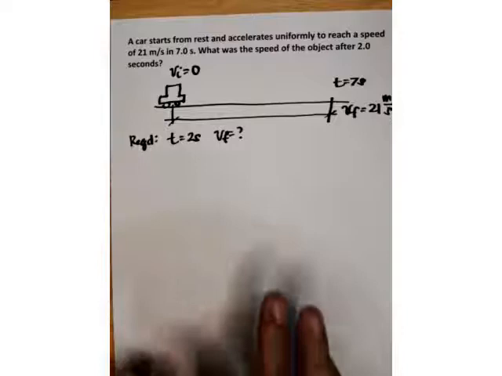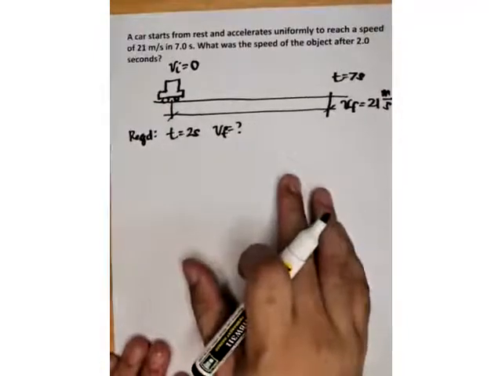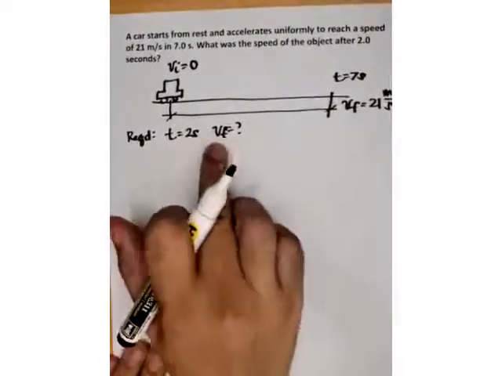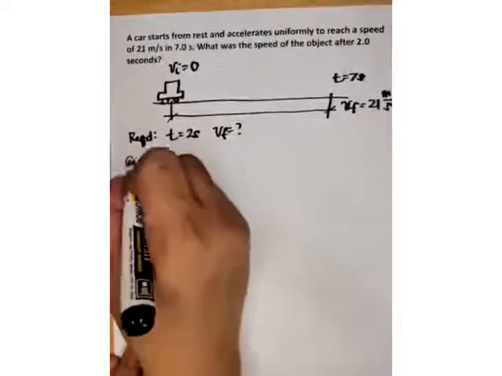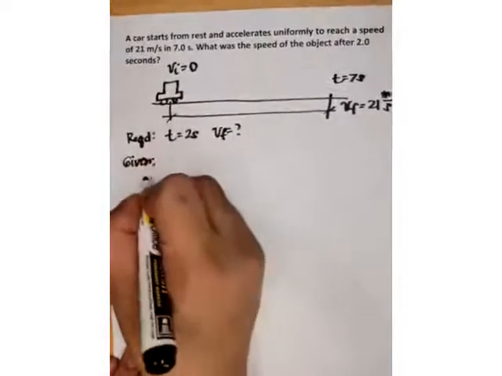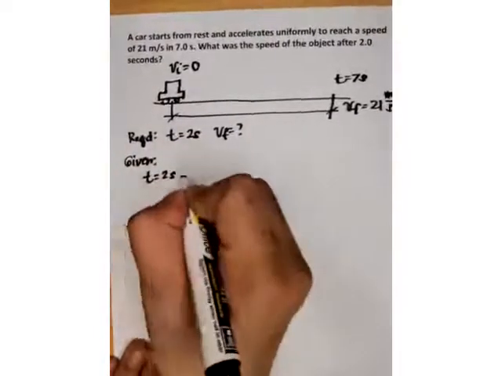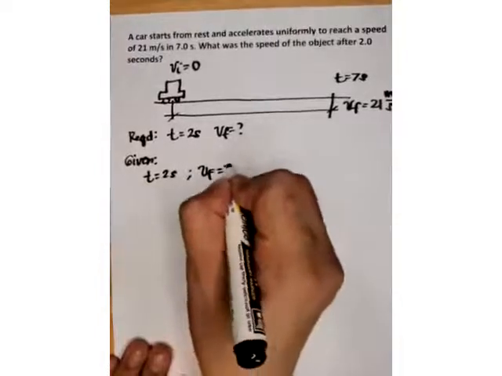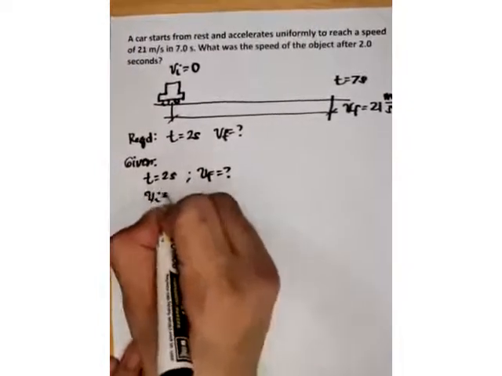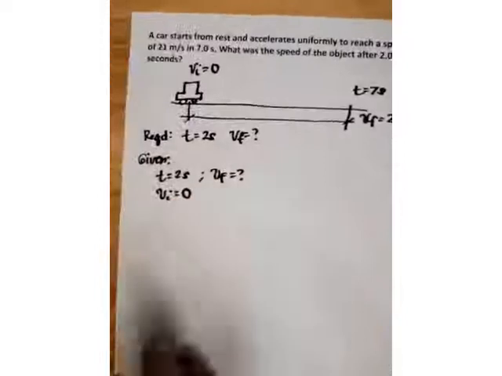If we consider these givens, the given time is 2 seconds, V final is unknown, but V initial is 0. Yes, Kyle?